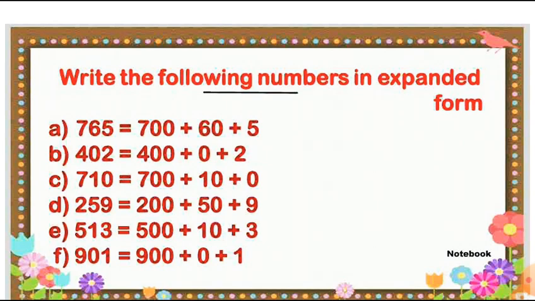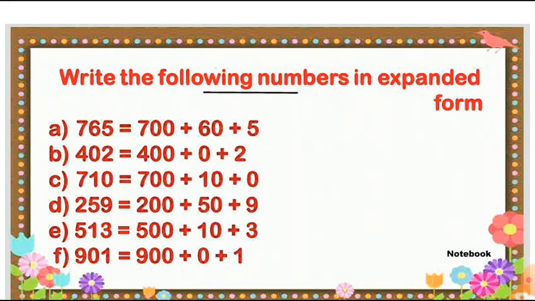Then 710, that is 700 plus 10 plus 0. Then 259, that is 200 plus 50 plus 9. Then 513, that is 500 plus 10 plus 3. Then 901, that is 900 plus 0 plus 1. This is the expanded form of all these numbers. Dear children, I hope everybody got the same answers.